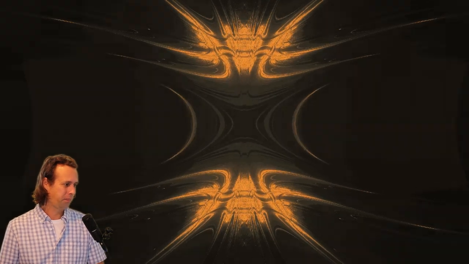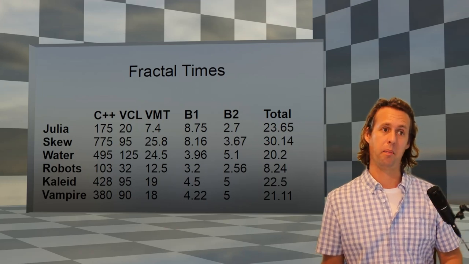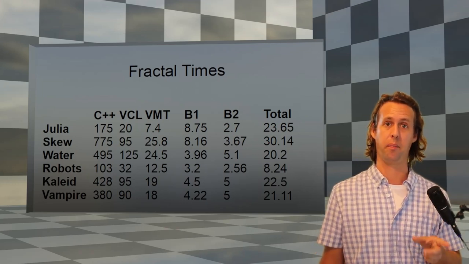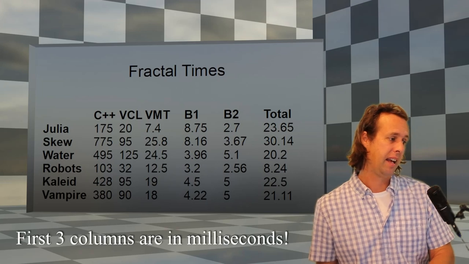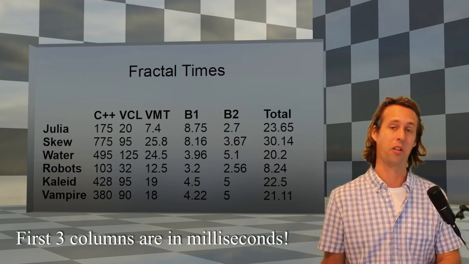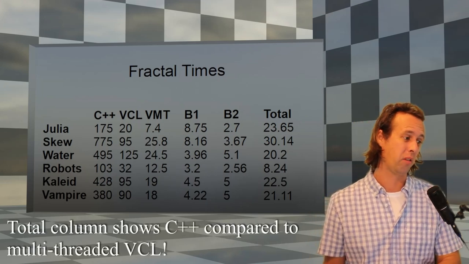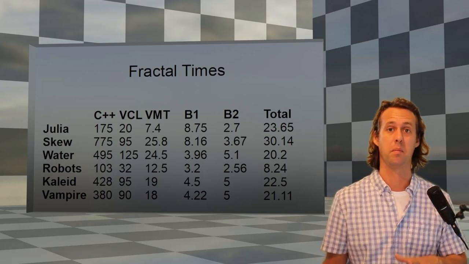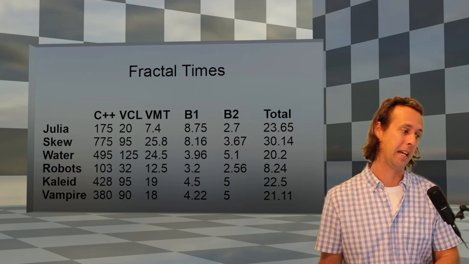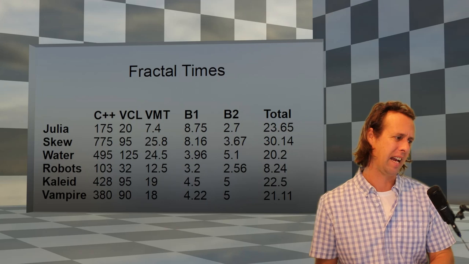There you go. We have a little table just here, so I wanted to show the speeds that we got from both VCL itself and also multi-threading. The ratios B1 and B2: B1 is the ratio of VCL over C++, and B2 is the ratio of multi-threaded VCL over VCL. So the total gain on the Julia set from using VCL and 8-way multi-threading is 23.6 times faster. The skewed fractal came out to be about 30 times faster. So we got a really good gain there.